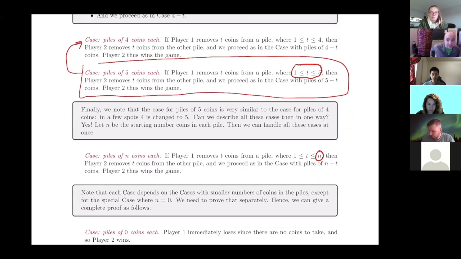So the only exception to this was really what happens in case n equals 0 when we don't have any coins, and that was the trivial base case that player 1 is going to lose right away because they have no coins to take, so player 2 wins.